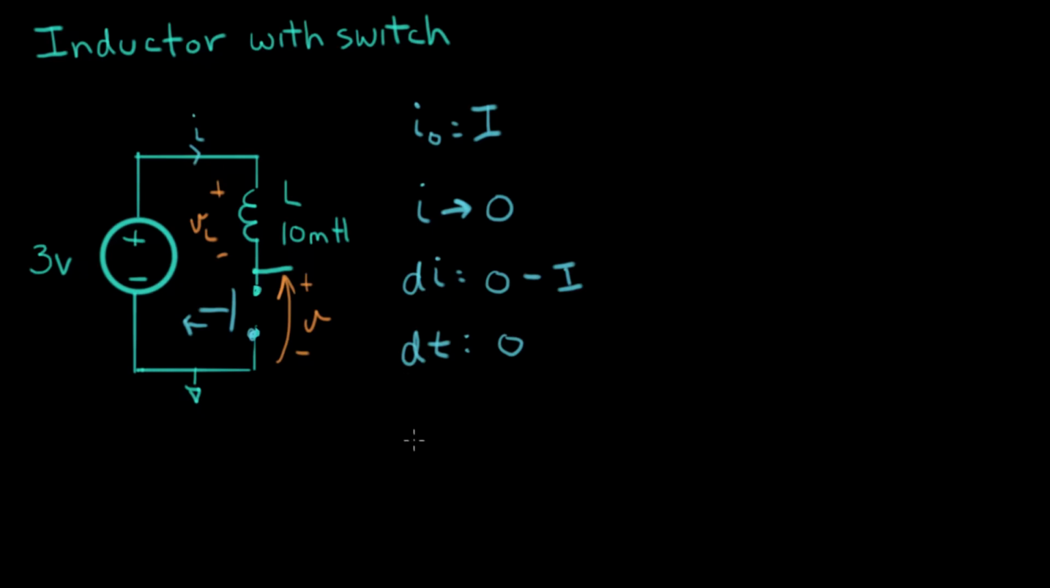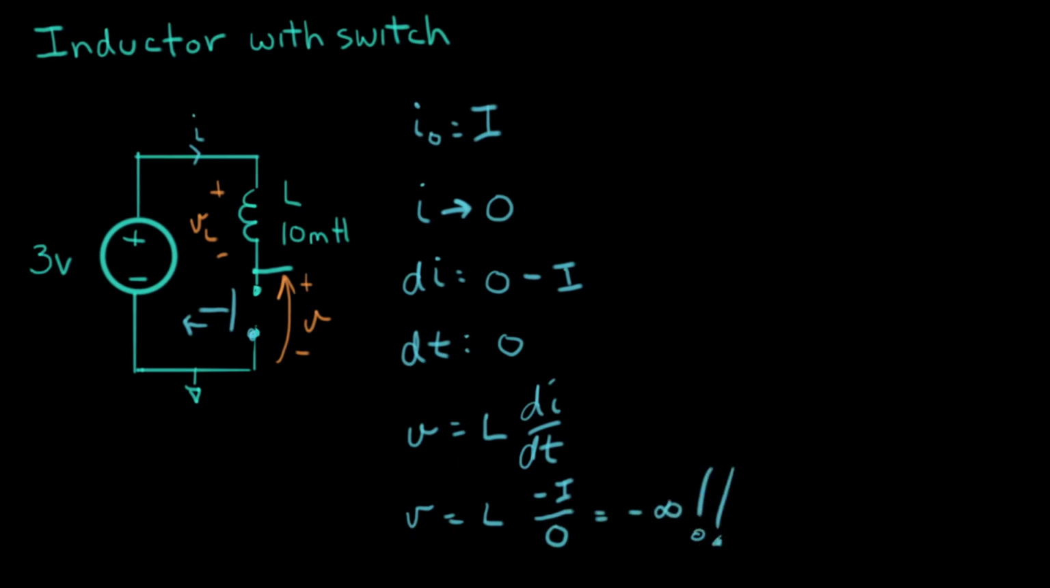Now, here's something that happens with inductors that is kind of strange. Let's calculate the voltage on the inductor right when this happens. And we know that V equals L times dI/dt. And plug in some numbers here. So we have V equals L times what? dI is minus I over what? Over 0. And that equals what? That equals negative infinity. What the heck is going on here? Is that possible? No, it's not.